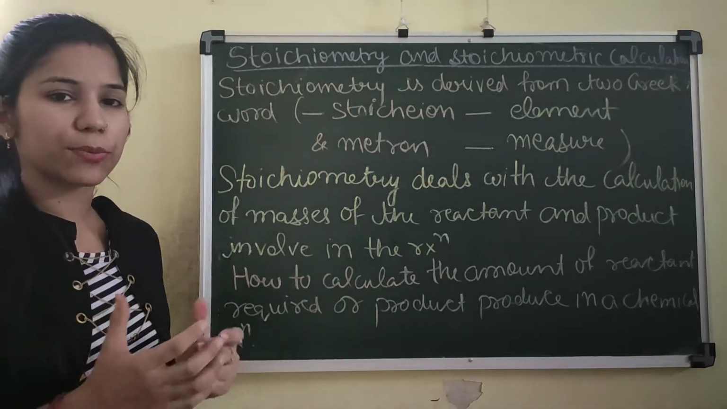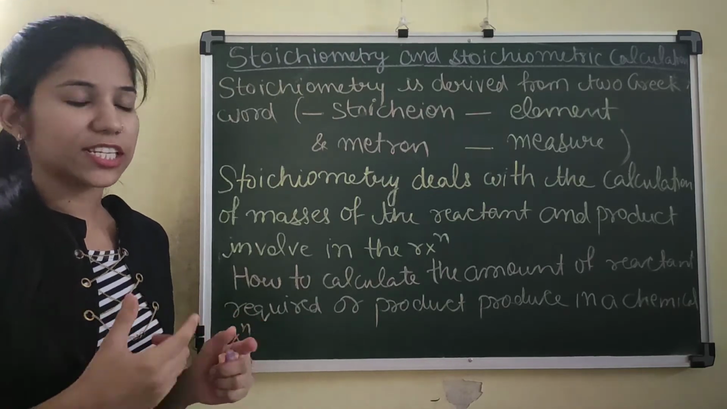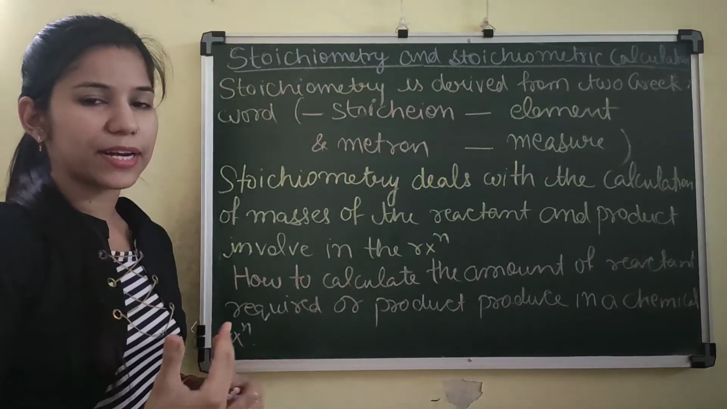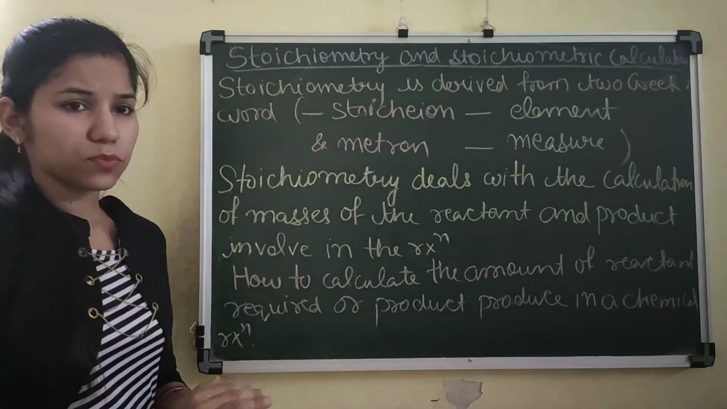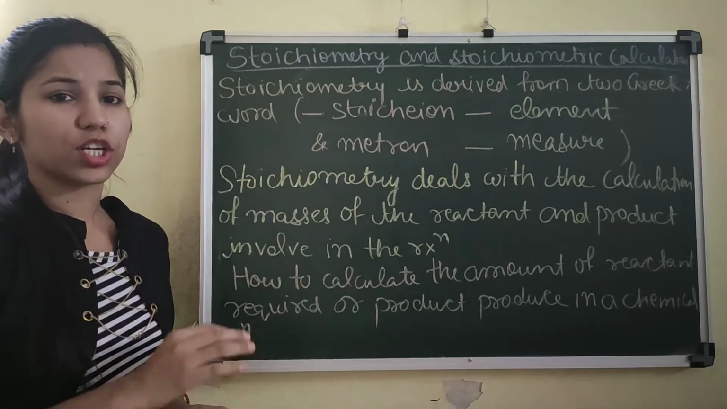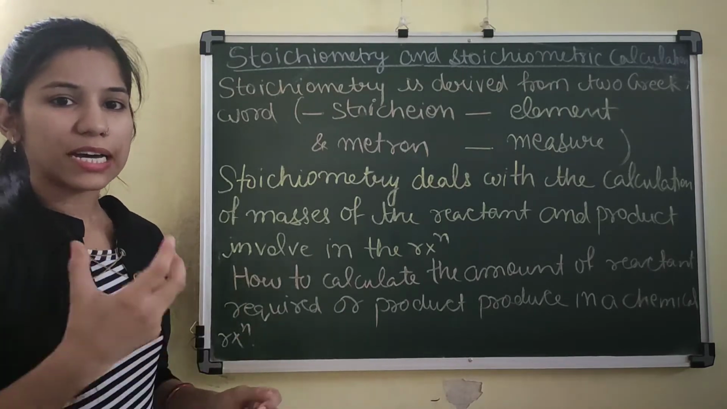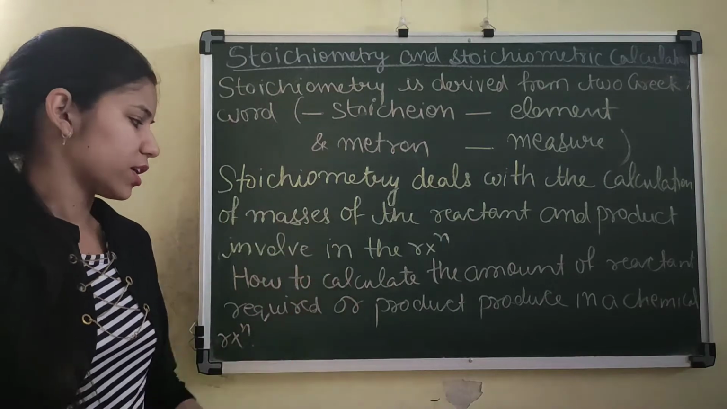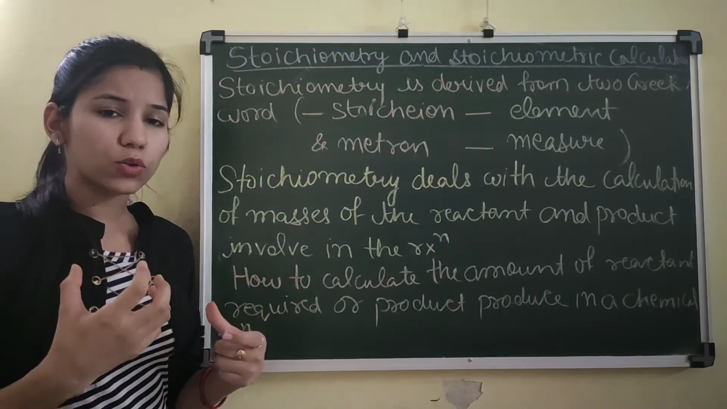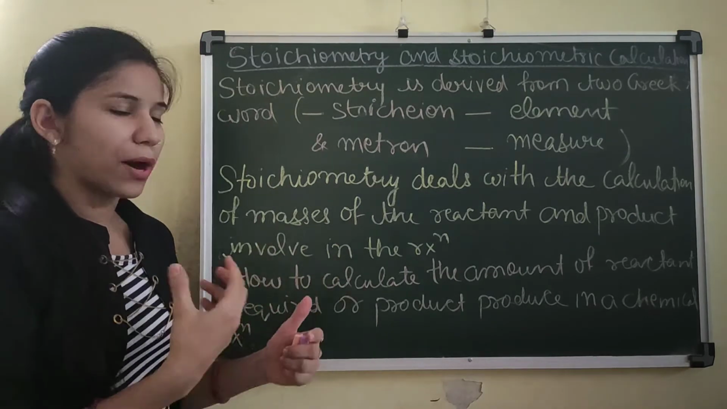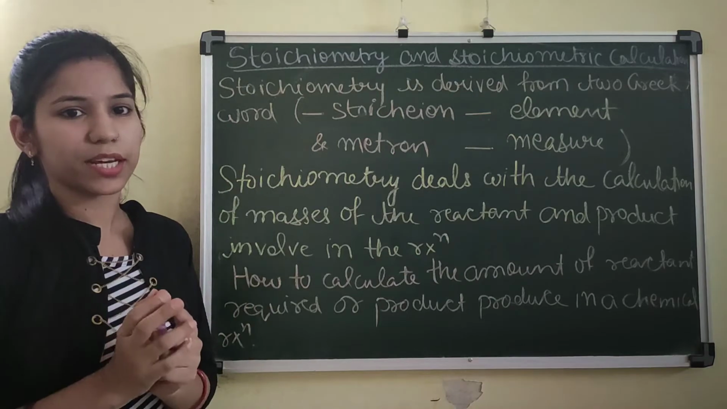What is stoichiometry? Stoichiometry is derived from two Greek words. The first is stoichion, which means element, and the second is metron, which means measure. So stoichiometry deals with the measure of the mass of the reactants and the products involved in a chemical reaction. So how do we calculate the amount of reactant and product produced in a chemical reaction?